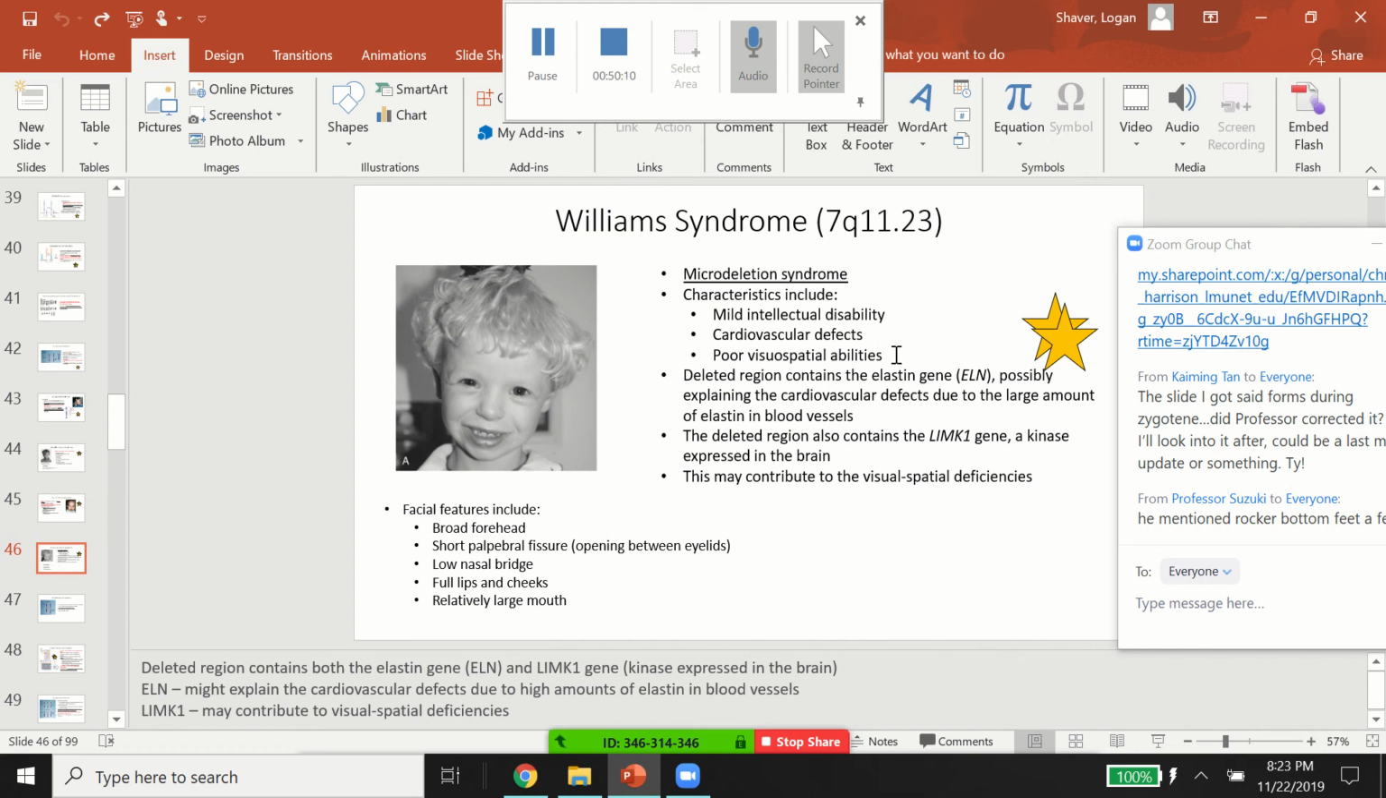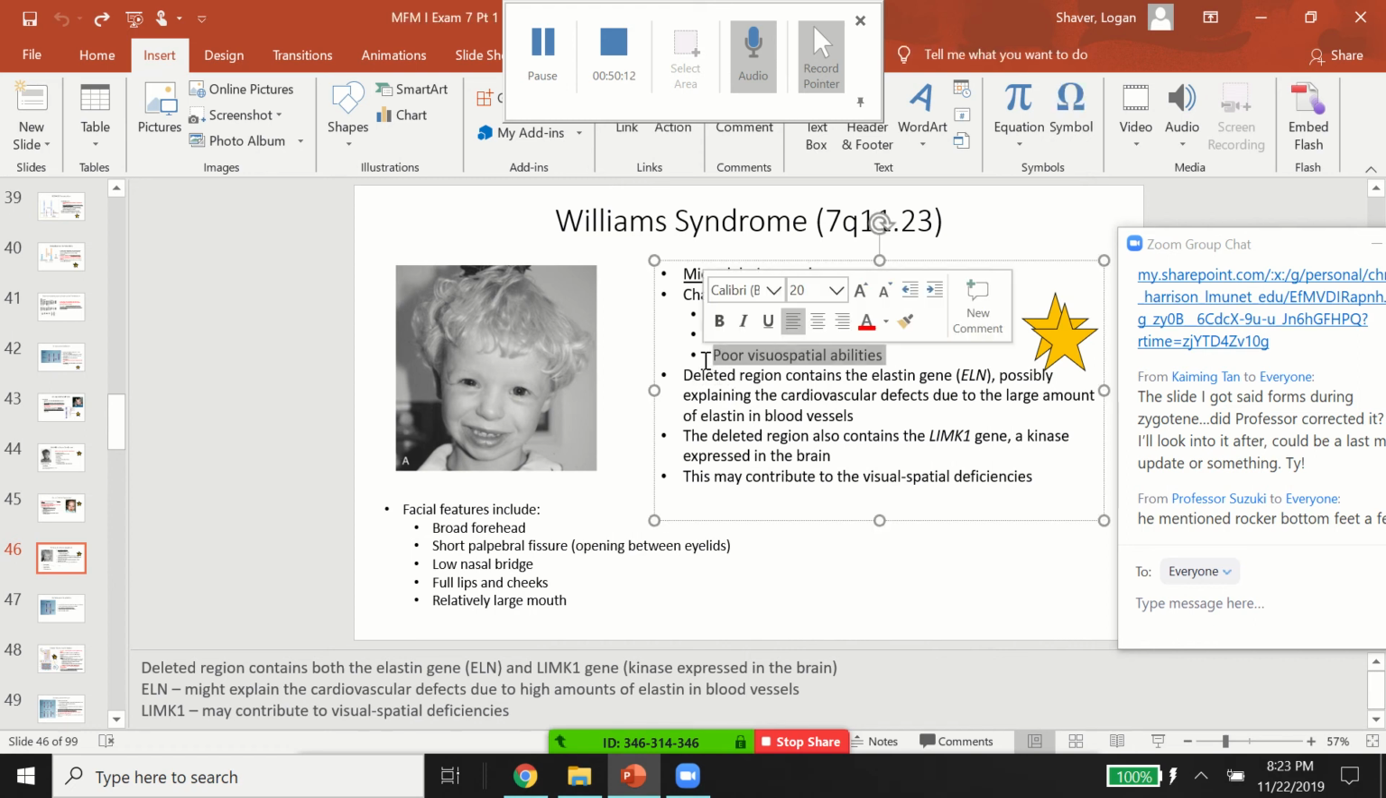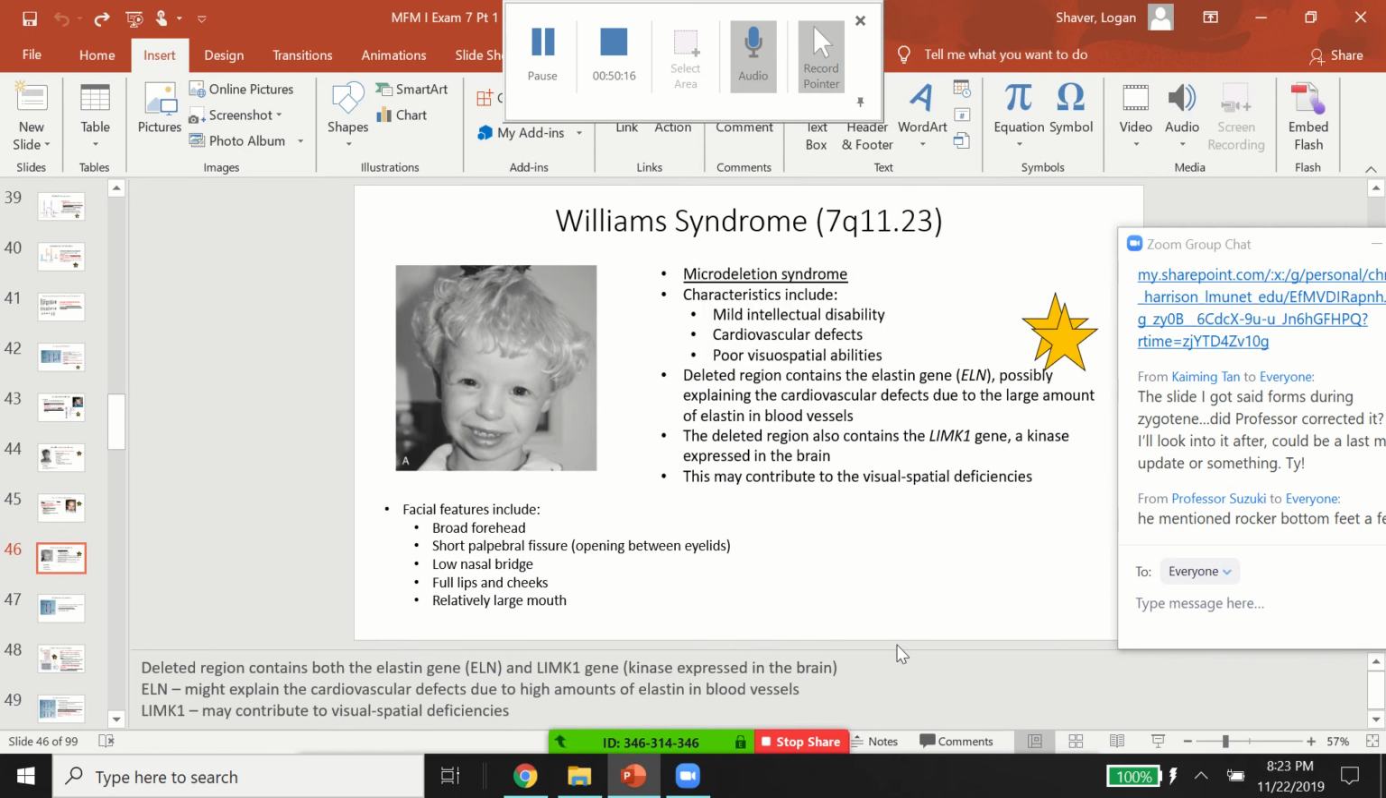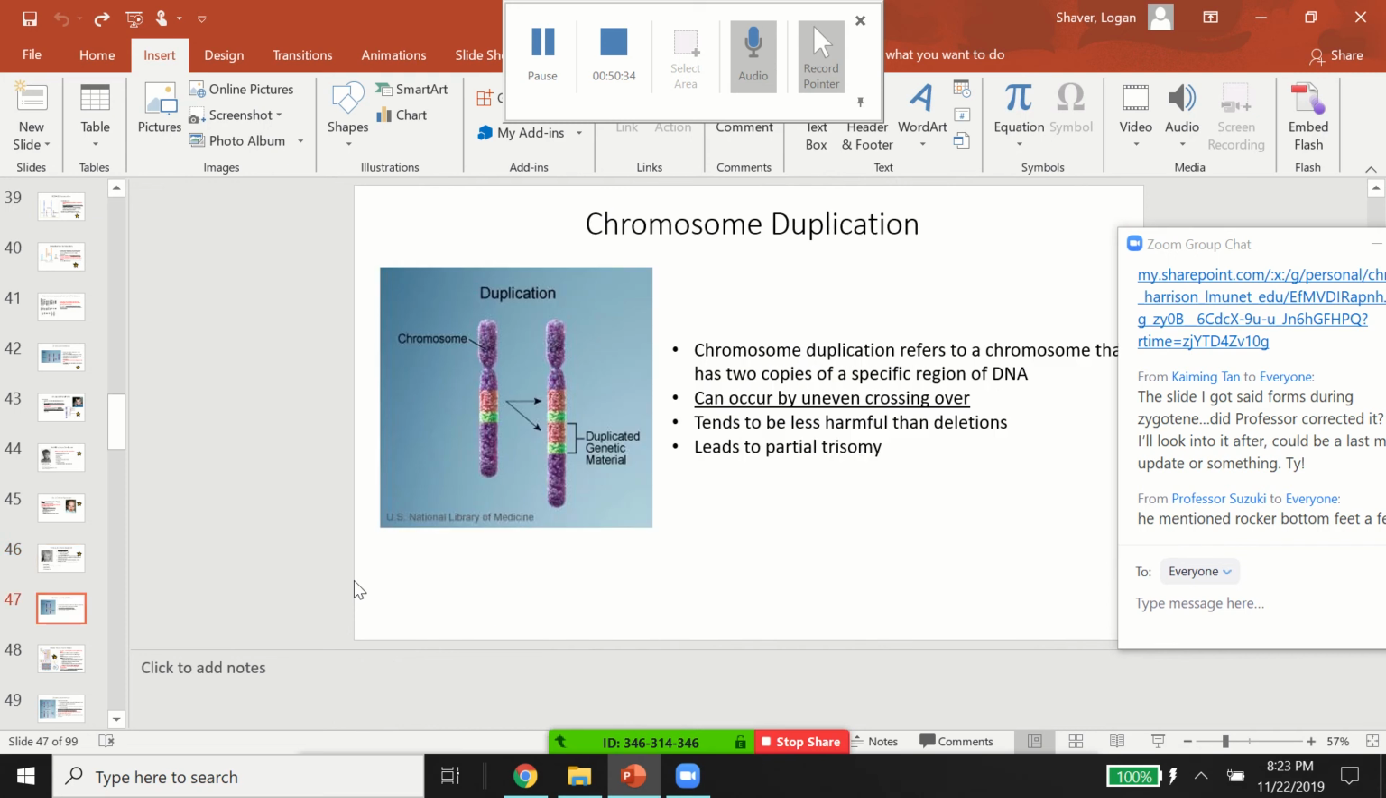Okay, but things that stick out for me is the poor visual spatial abilities. They even mentioned it twice if you notice: visual spatial deficits, poor visual spatial abilities. So maybe keep that in mind. Also, the large mouth kind of thing. You don't really see that often with all the other ones, so that might help you differentiate it.